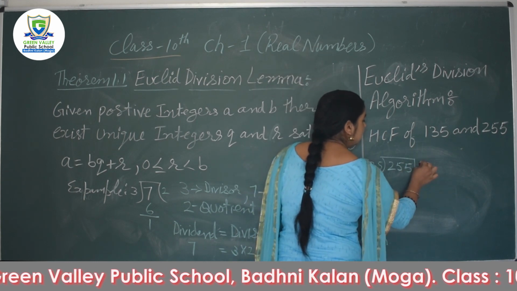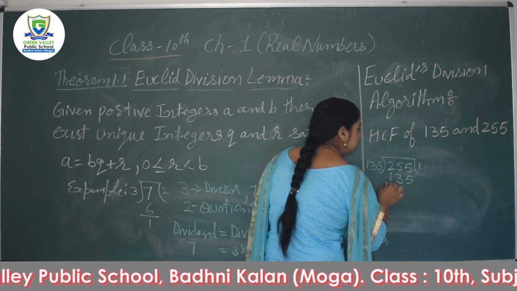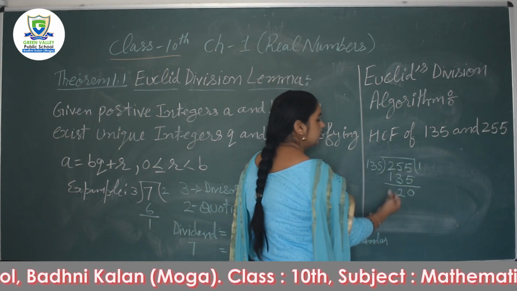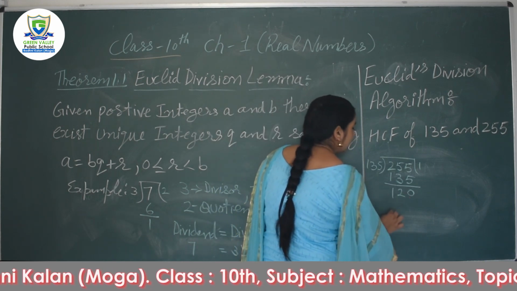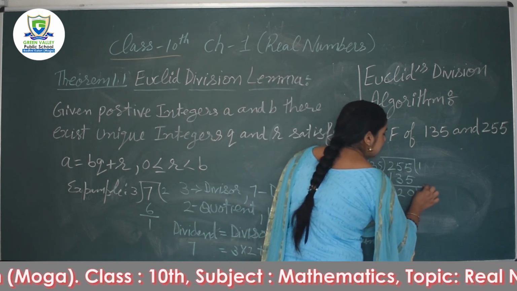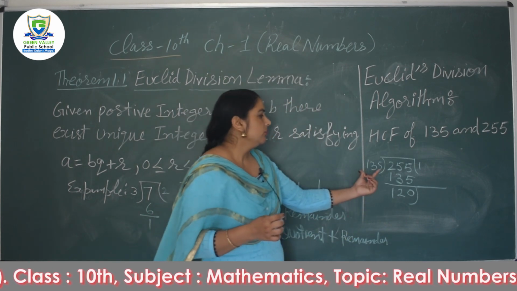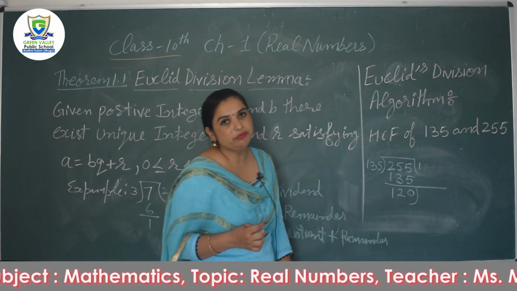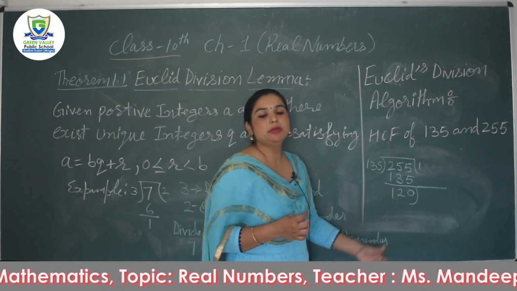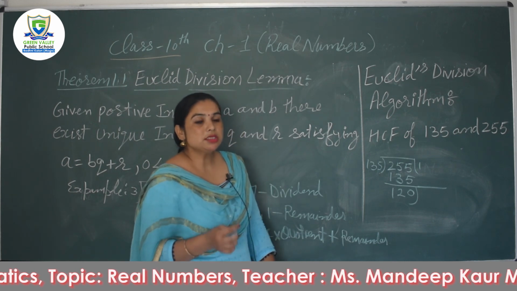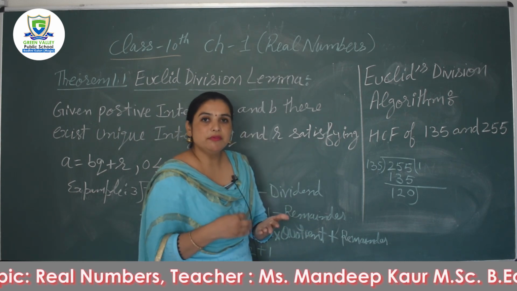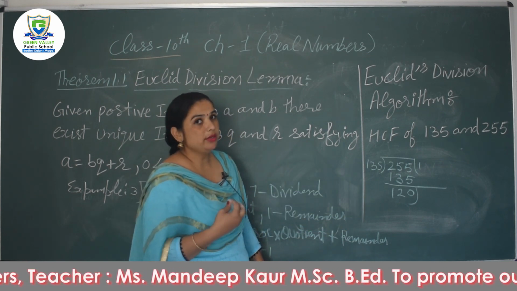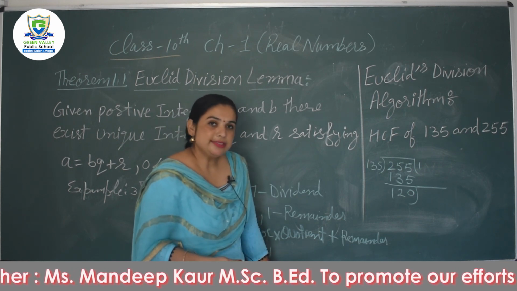So it will go once, 135 ones are 135, and the remainder is 120. So in the next step, students, what we have to do is, which was our previous divisor, that will become our new dividend, and which was our remainder, that will be our new divisor. This is the only difference from the simple division, where we are using Euclid division algorithm to find the HCF.